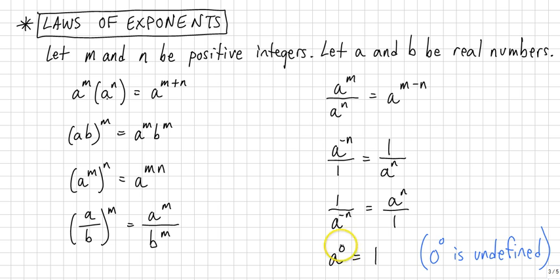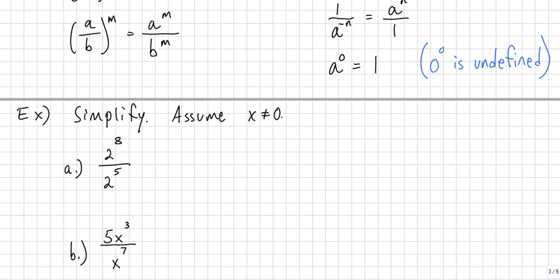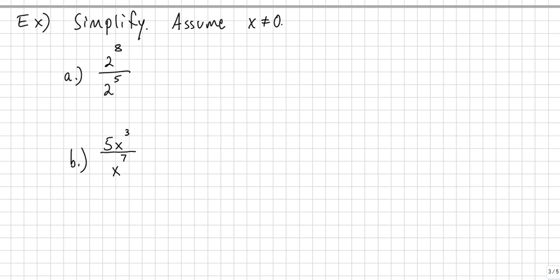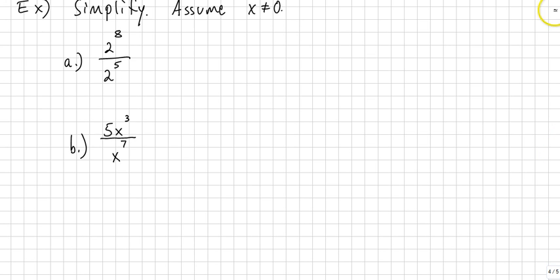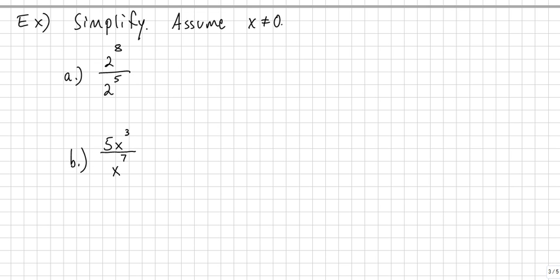Let's say you have 0 as your exponent. Any number to the 0 power is just 1. Keep in mind, though, 0 to the 0 power is undefined. You can't divide by 0, and that's undefined, and so is 0 raised to the 0 power. That's undefined also. All right, so these will let us simplify fractions. Let's give this a whirl.